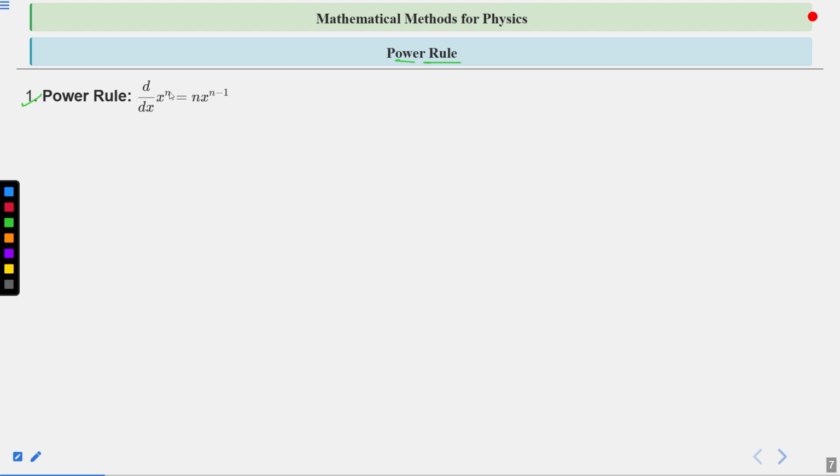So the variable is x raised to the power n. Take n outside, and the remaining term after subtracting 1 from n will be x raised to the power n minus 1.